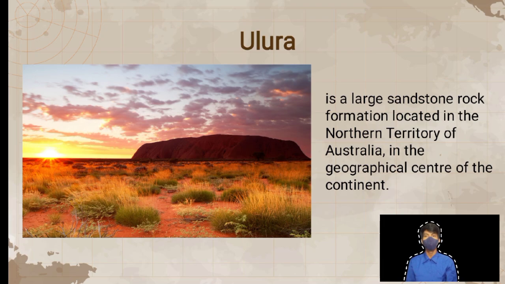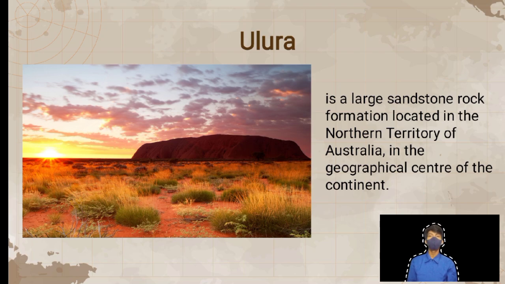Uluru. Uluru is a sandstone rock formation located in the Northern Territory of Australia, in the geographical center of the continent. It is also known as Ayers Rock and is an important sacred site for the Aboriginal people of the area. Uluru is made up of two different sandstone layers that have been slowly eroding over the years.